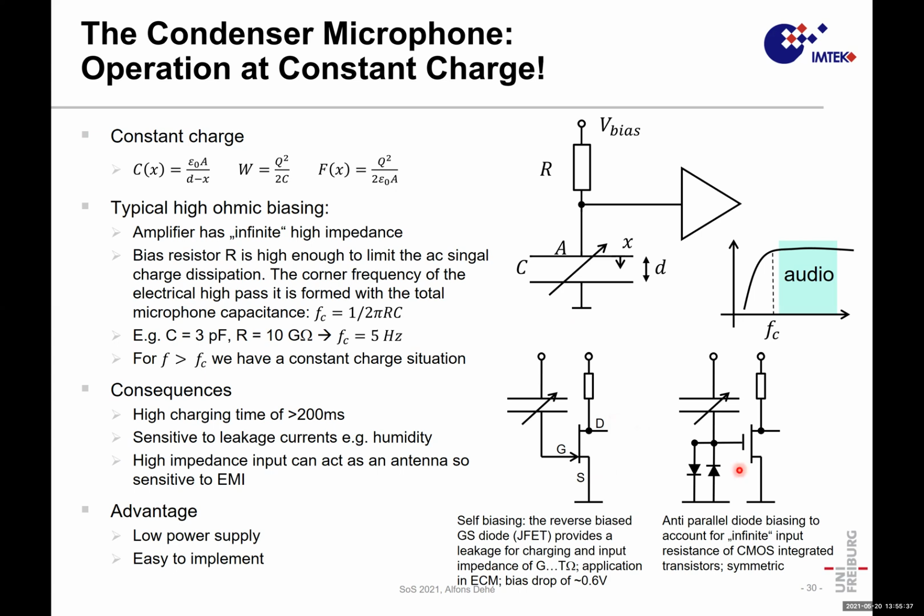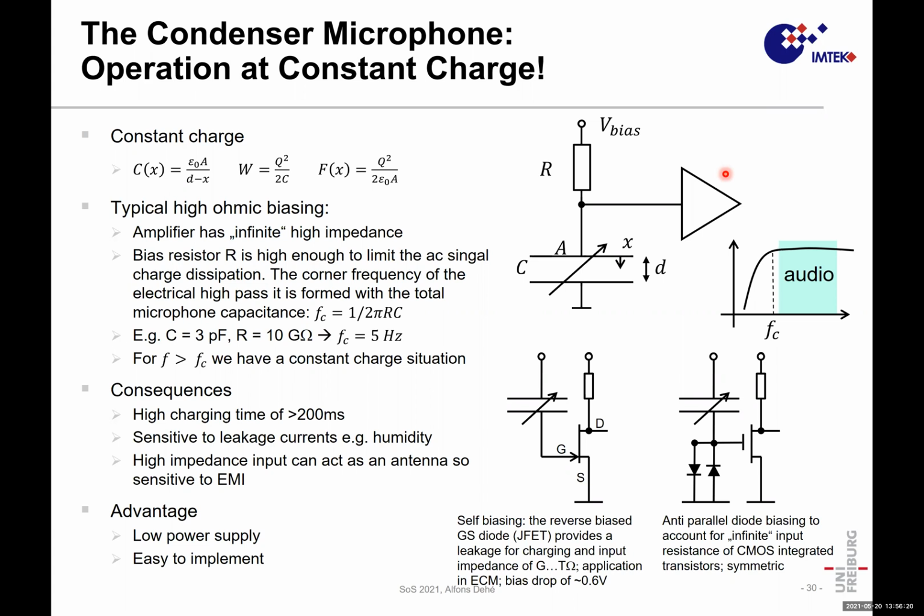Or you do a special biasing point by antiparallel diodes. This is typically done in CMOS technologies, because the CMOS transistor, which is basically the impedance transformer from this node to the outside, has no leakage. It is an oxide gate, so it doesn't leak at all. So you always need to find the right electronic solution. The advantage of this is a really low power supply. It's quite easy to implement and simply straightforward.